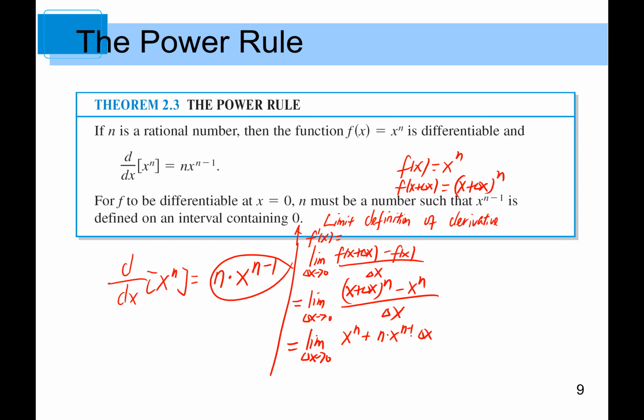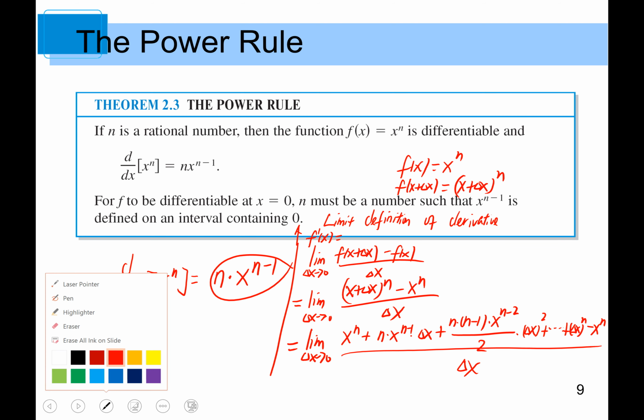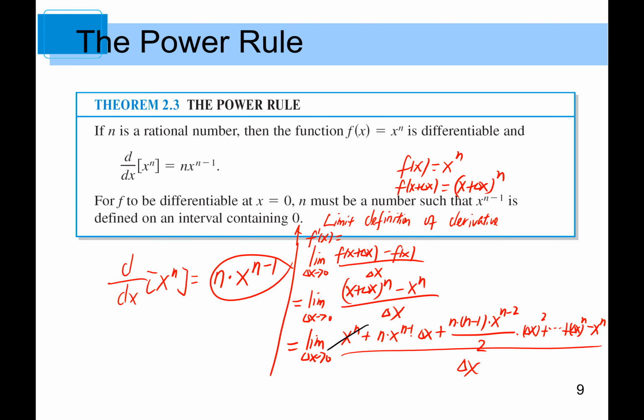The next term is plus n times n minus 1 times x to the n minus 2 divided by 2 times delta x squared. I have a lot of terms in between, up to delta x to the nth, minus x to the nth, over delta x. As you can see, x to the n will be cancelled by x to the n. So we divide through, and we take the limit as delta x approaches 0.